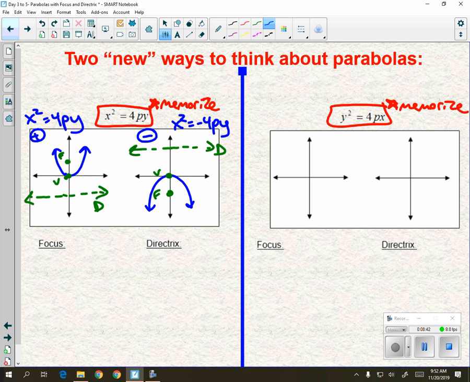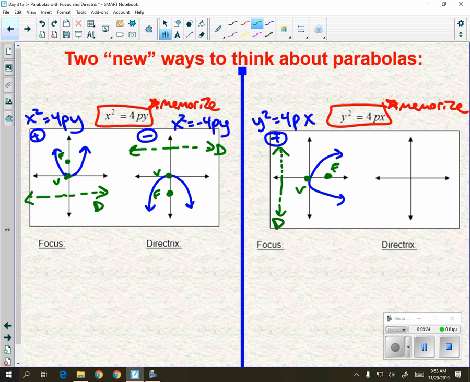Now if x squared goes up and down, can you imagine where y squared goes? If you have positive, so y squared equals positive 4px, that's going to open to the right, right? If you had a positive x squared, you open up towards positive y values. If you have a positive y squared, you open to the right towards positive x values. In this case, your focus is going to be on the right inside of the parabola, and your directrix is going to be on the left, away from everything that's happening in the parabola.